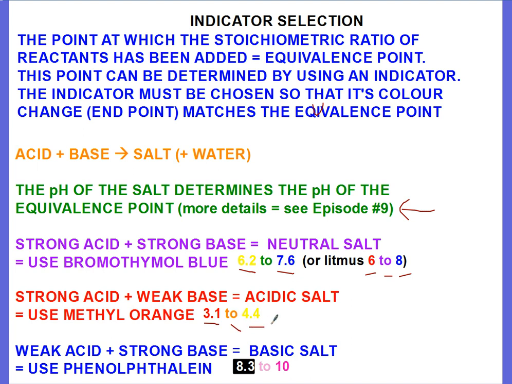And lastly, if you're using a weak acid and strong base, you're going to get a basic salt produced, so the equivalence point and endpoint need to be in a basic solution, and use phenolphthalein as an indicator. It changes colour from clear to light pink to crimson at 8.3 to 10.